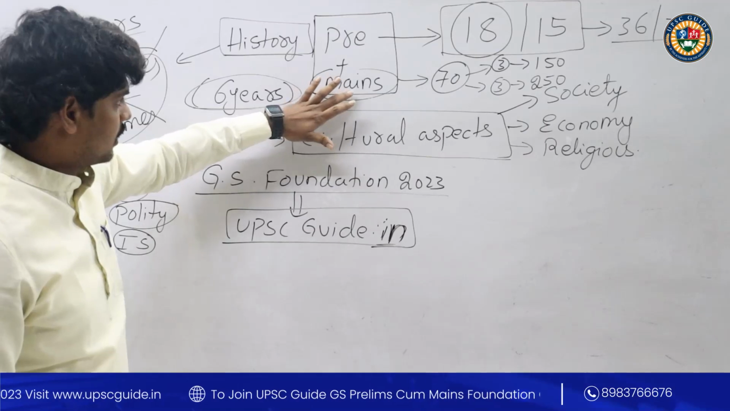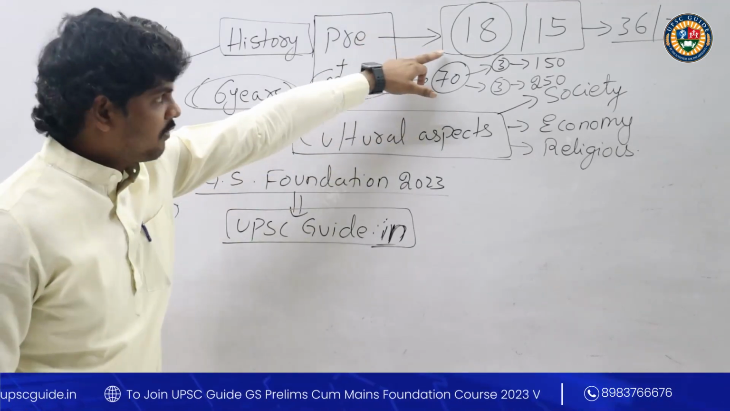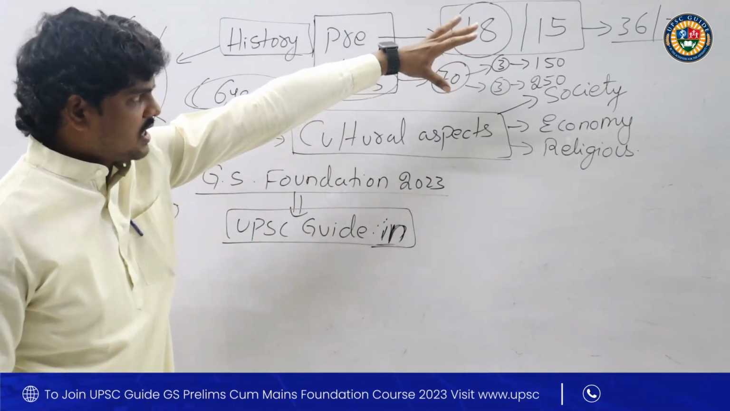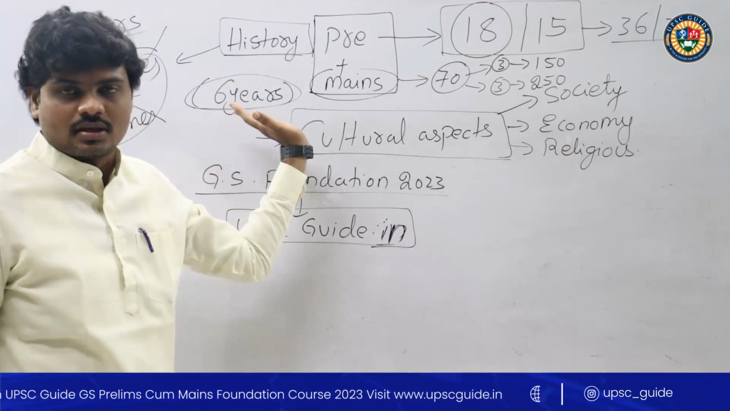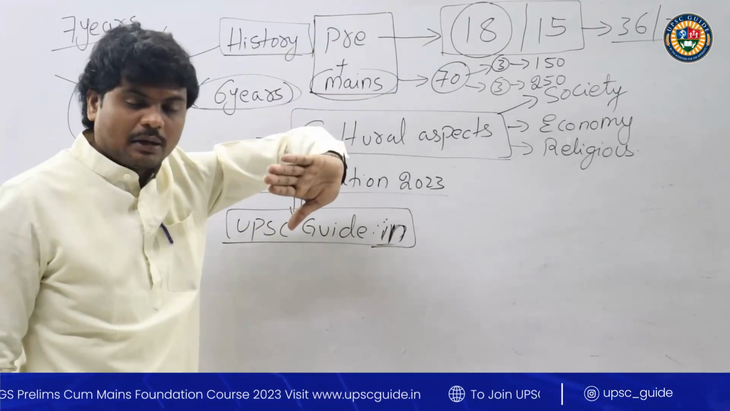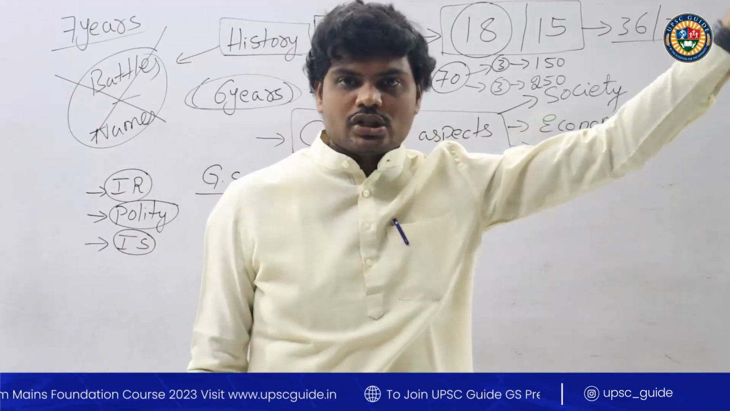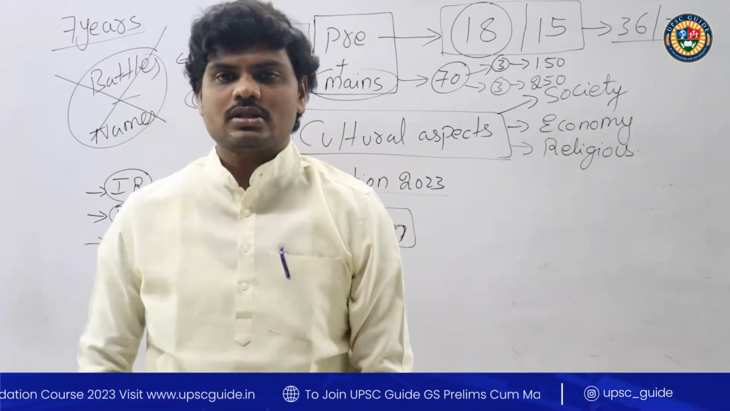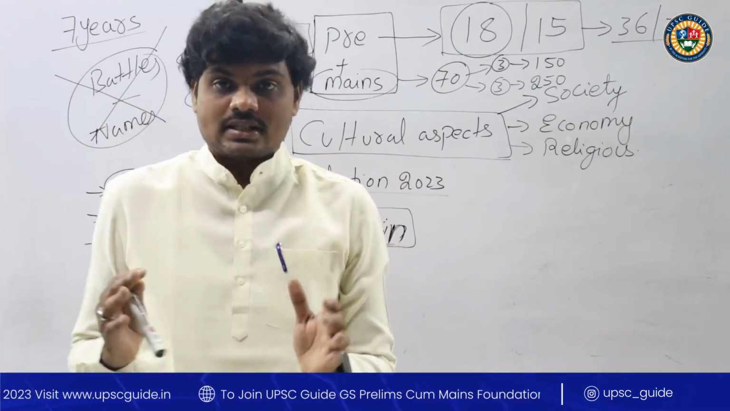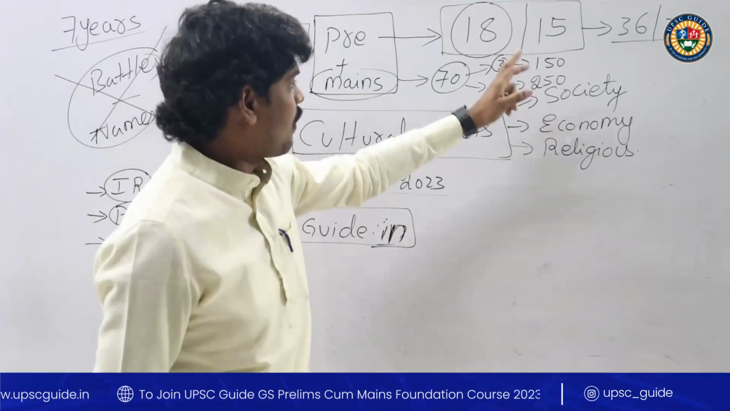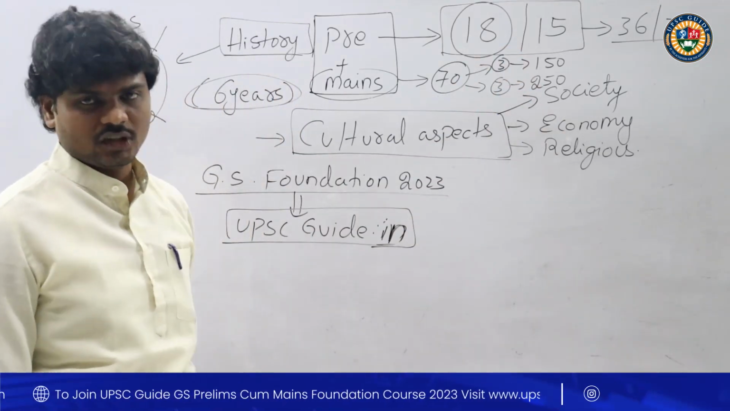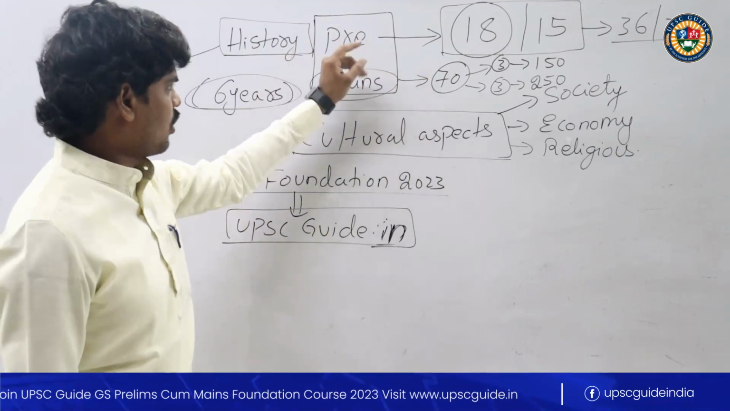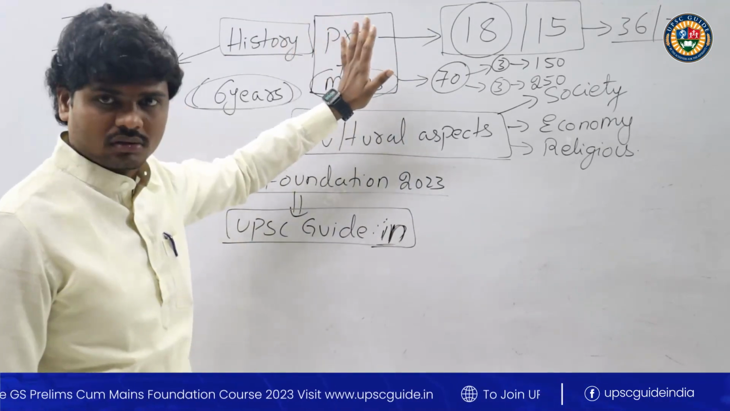Okay. And the role in mains and the role in prelims, I have given just an average value of 6 years. Even it can fluctuate to a high of 23 questions, 20 questions, 21 questions, sometimes even 13 questions also. That's the reason I'm telling you the average value was given here. Okay. This is the story of the prelims role and the mains role.